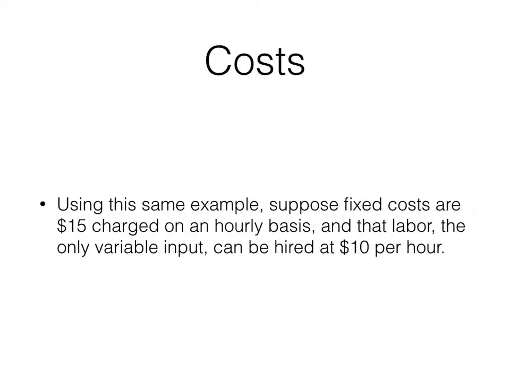So using the example we've just discussed, let's add some money to it. Let's quantify it or monetize it. And let's say the fixed costs are $15, and we're going to assume labor is $10 an hour. We can hire as many workers as we want for $10 an hour. And so we looked at hiring 1 worker, 2 workers, 3 workers, and now we're going to hold fixed costs at $15 per hour.